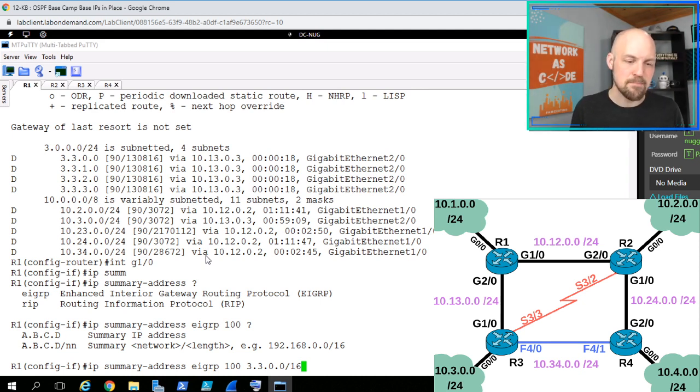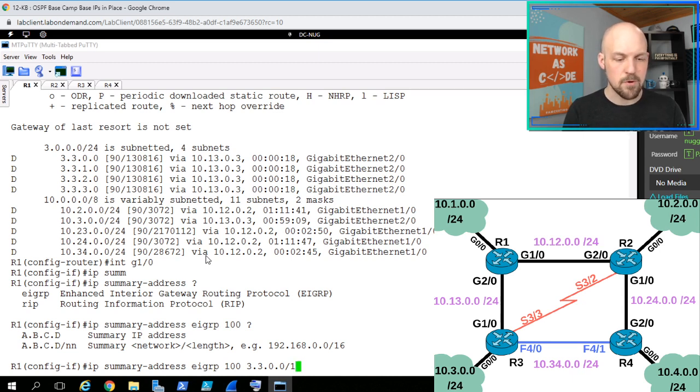So how many bits are really changing? Well, only 2 bits are changing, right? Because I'm only changing 4, I've got 4 networks. It starts with 0, and I'm making that 0, 1, 2, and 3. Well, in binary, that's 00, 01, 10, 11. So no matter what, it's just 2 bits.